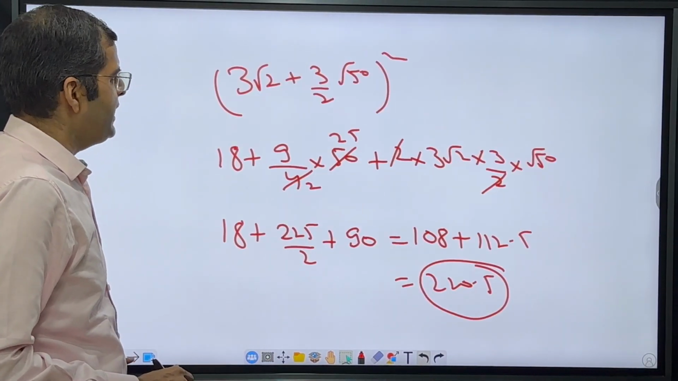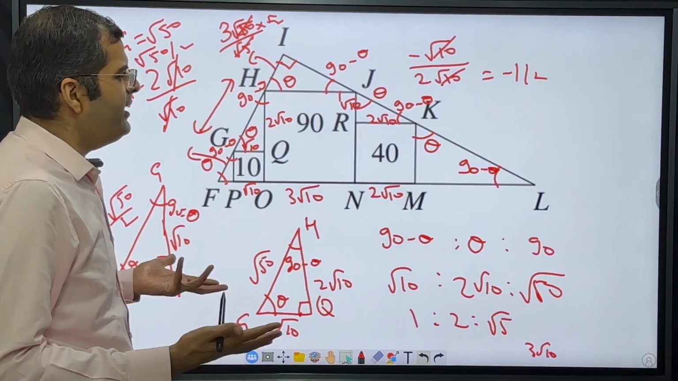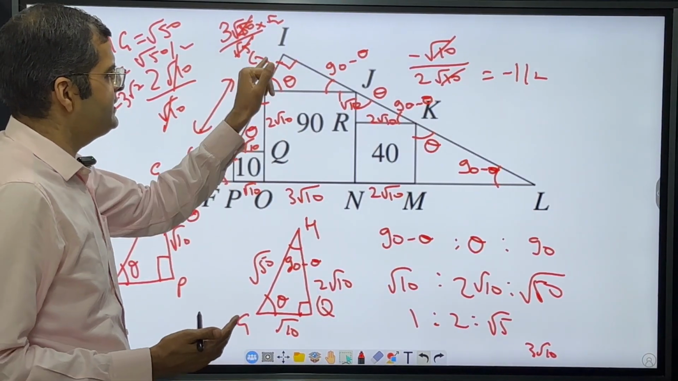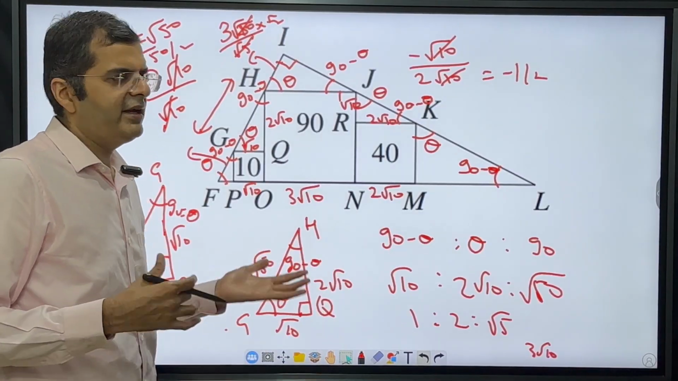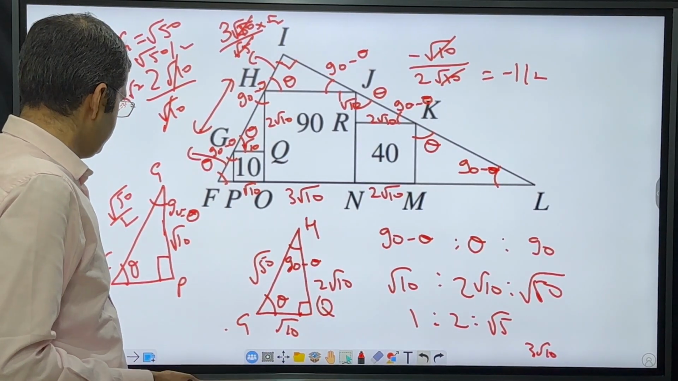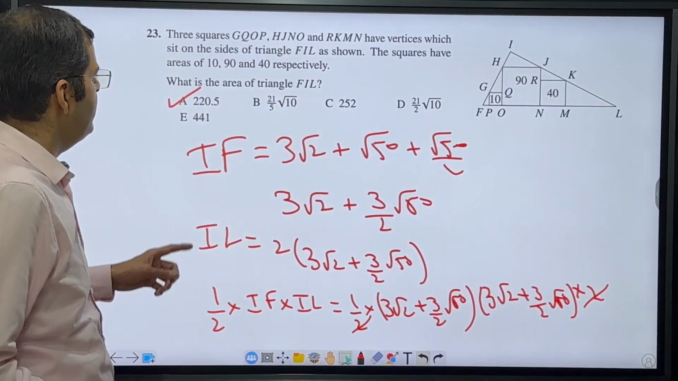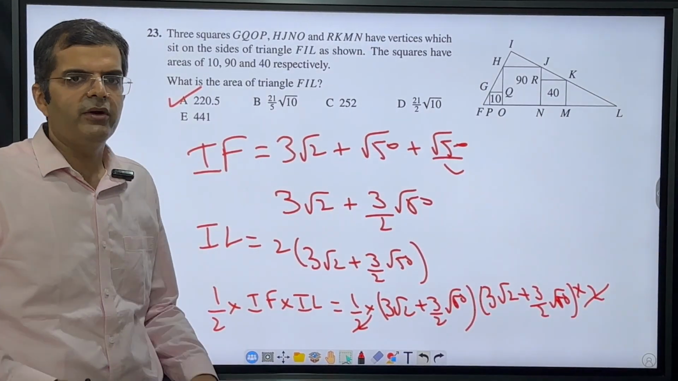So it was quite a challenging question, but more time consuming. If you understand that all these are similar triangles and you know the ratio of similar triangles, apply the property of that, then it is quite a doable question, just a lengthy one. So answer option A, 220.5, is the right answer.